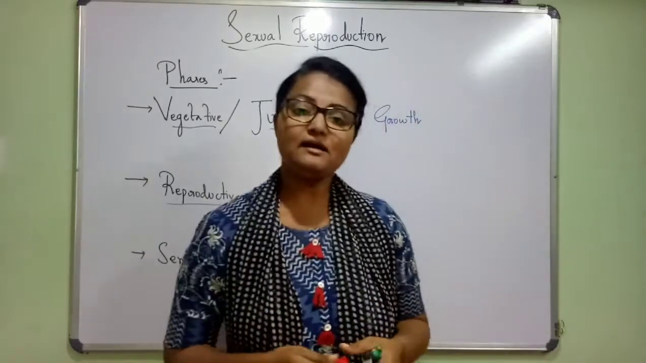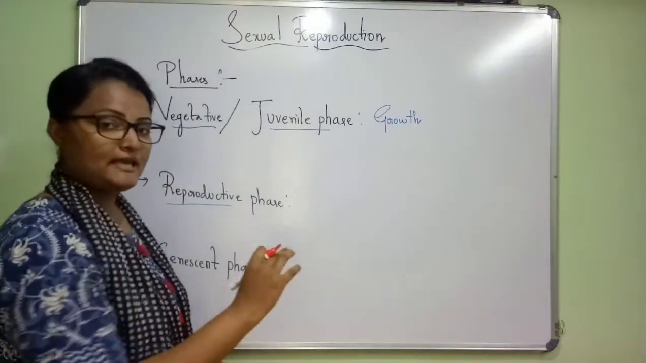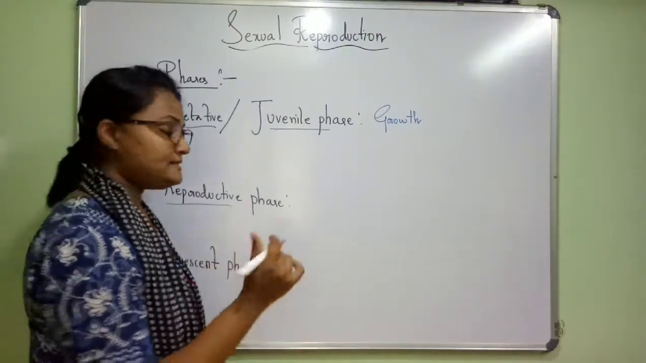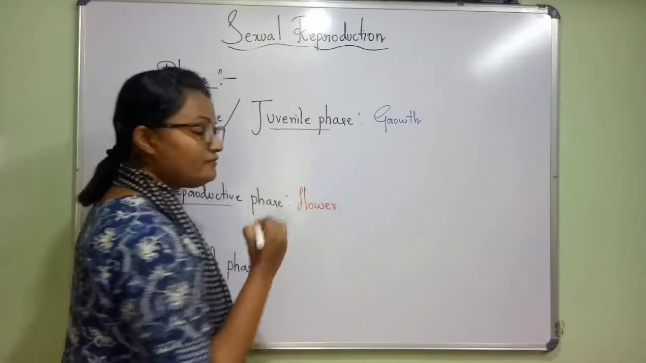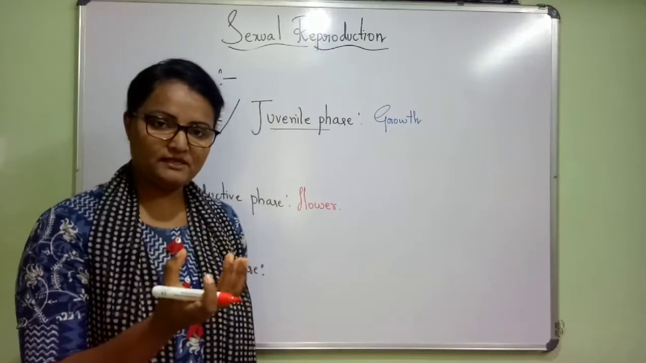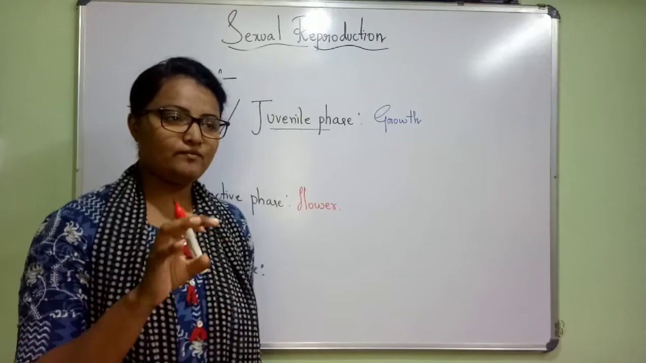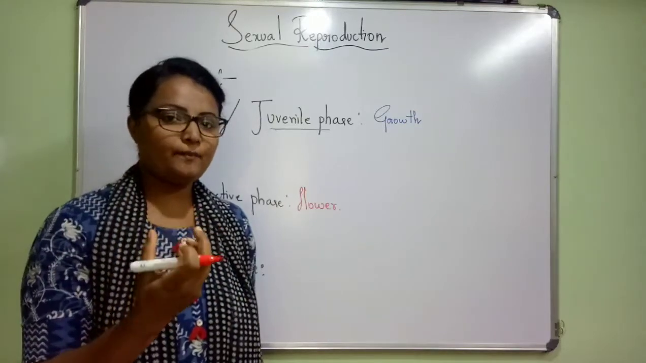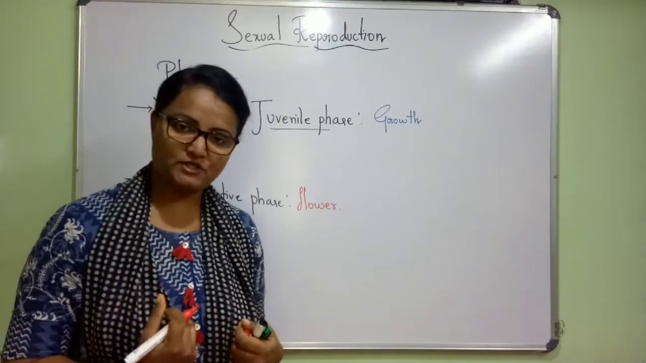So as a conclusion, the reproductive phase in flowering plants is indicated by the presence of flowers. If a plant possesses flowers, it indicates they are in the reproductive phase. They have produced their reproductive parts in the flower and are ready for sexual reproduction.